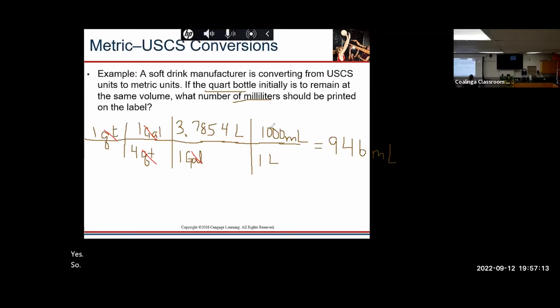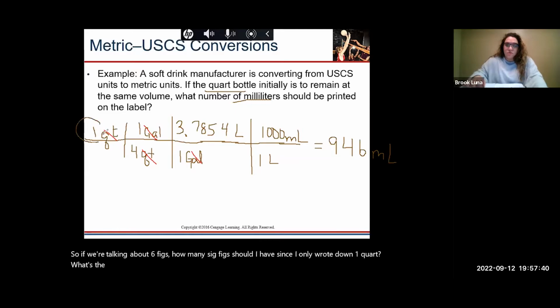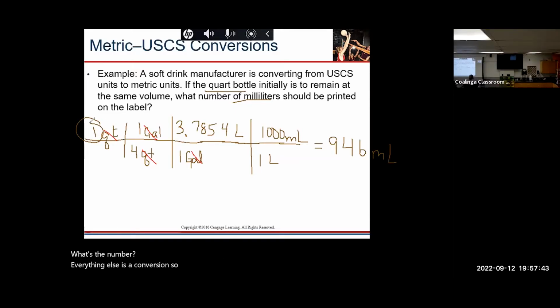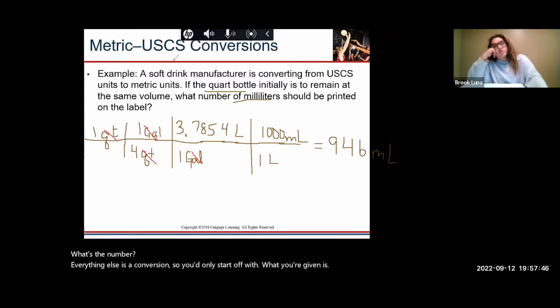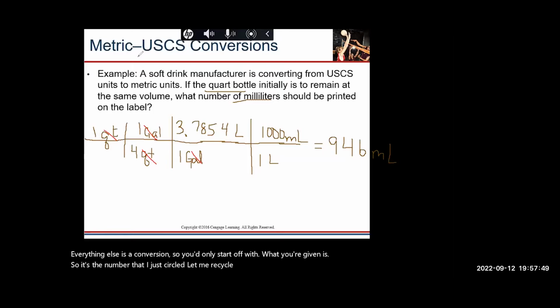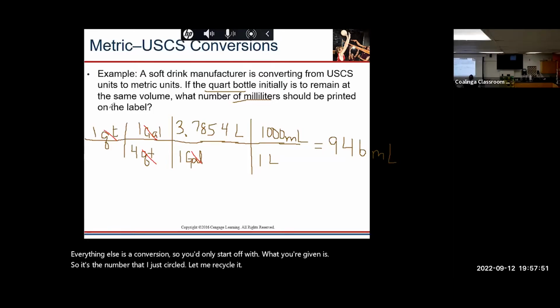That's right. You multiply the numbers on top, and then you divide by the numbers on the bottom. Okay. So if we're talking about sig figs, how many sig figs should I have, since I only wrote down 1 quart? Everything else is a conversion, so you'd only start off with what your given is. So this 1 is the number that I just circled. So how many sig figs should I have for my answer then? I should have 1.